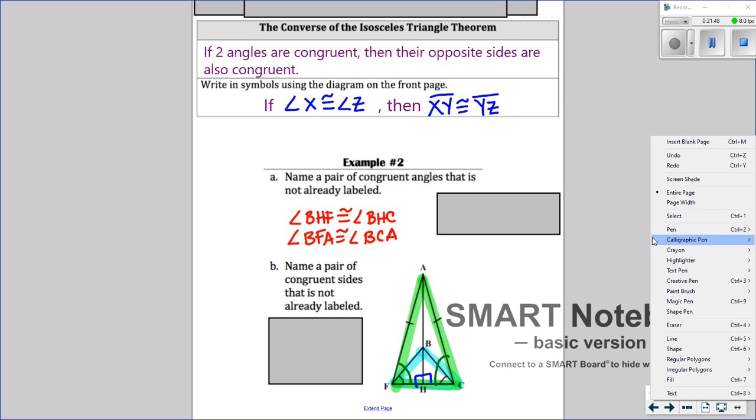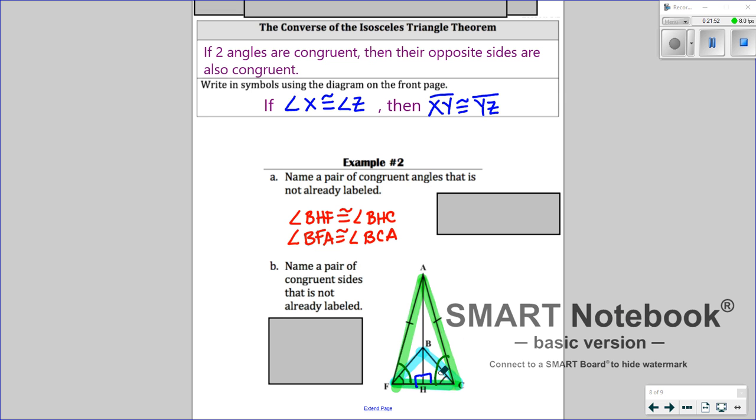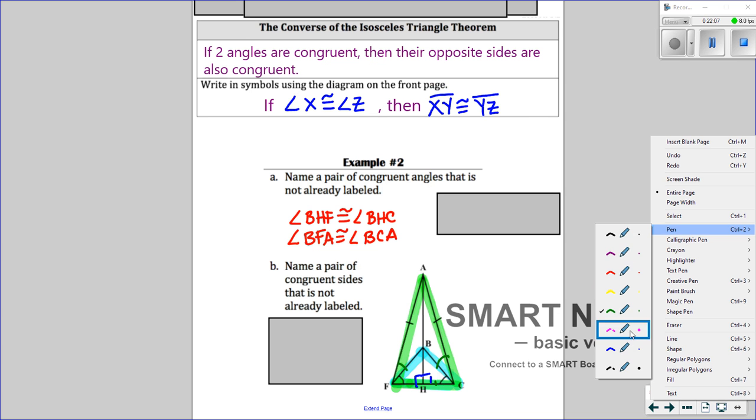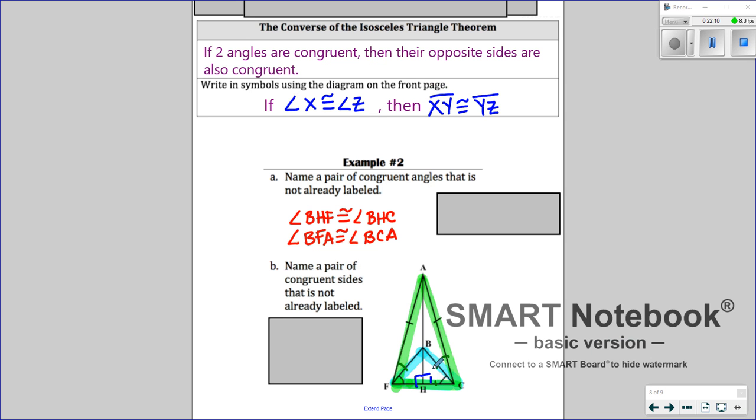So let me try to clean that up. Let me take this out and then this out. So these two little angles are congruent. Now they want us to name a pair of congruent sides that is not already labeled. So we're going to do the labeling first. For the blue one, we're looking at congruent sides. BC and BF are congruent because the base angles are congruent.